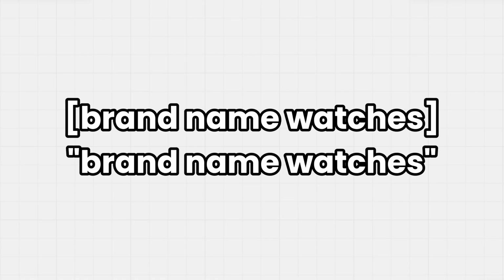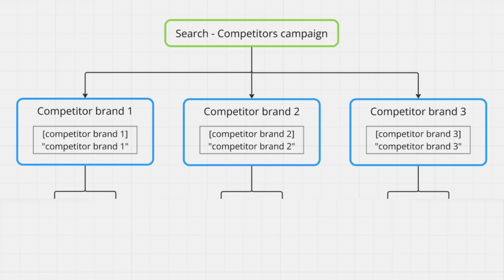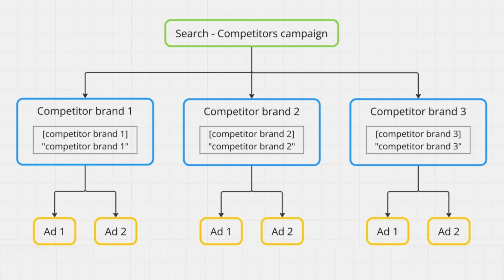If you're targeting a specific product or specific product category from your competitor, then you need to apply the same logic, but instead of using just the brand name, you're going to also use the name of the product or product category. For example, brand name watches. Each ad group should have 2 ads specifically tailored to that competitor, but we'll discuss your ad copy in a bit.